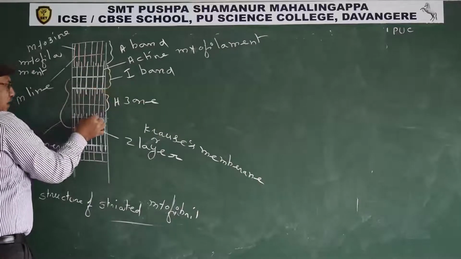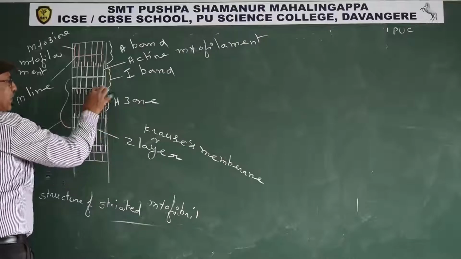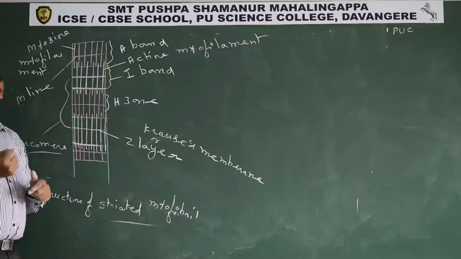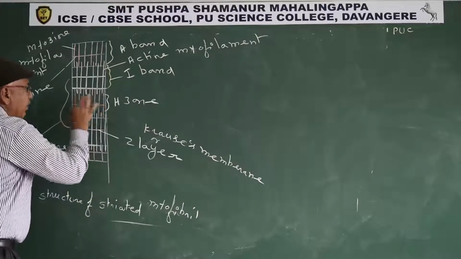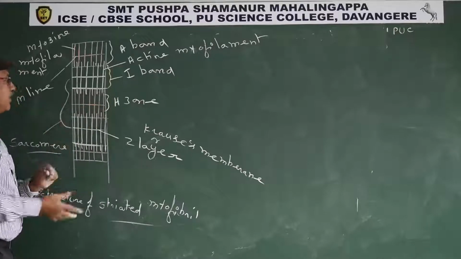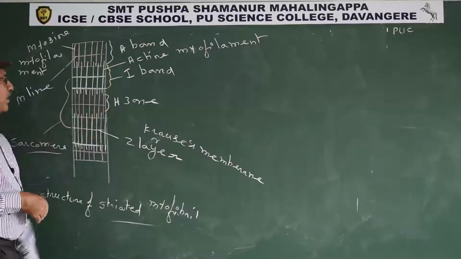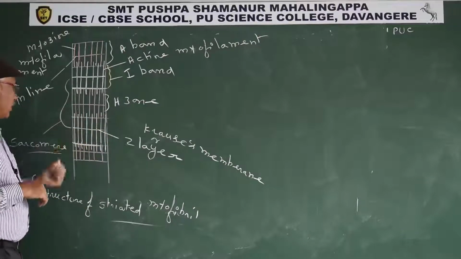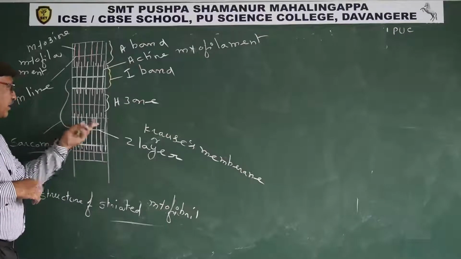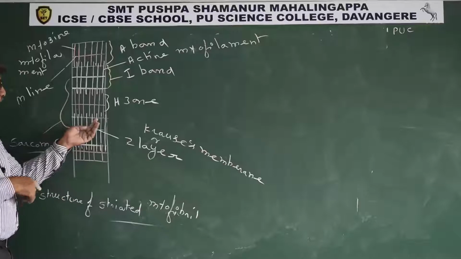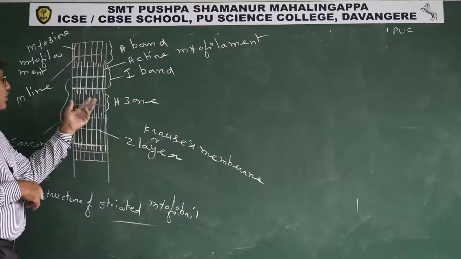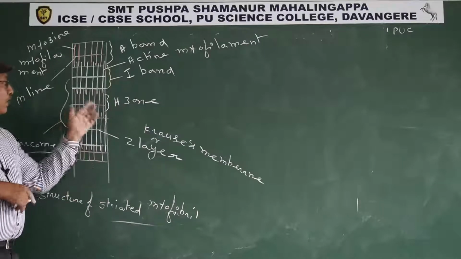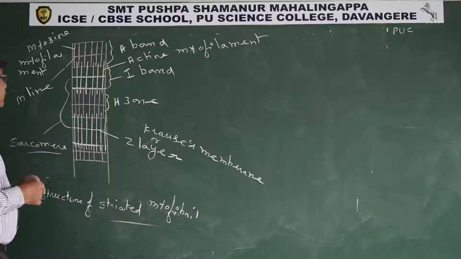Peripheral part of A band contains both myosin and actin filaments. That's why in the sarcomere, the peripheral part of A band is the thickest part. Middle part of the A band contains only myosin filament. The part of the A band that contains only myosin filaments is known as H zone. The part of the sarcomere that contains only actin filaments is the I band, so I band is the thinnest region. H zone is thick when compared to I band, thin when compared to peripheral part of A band.